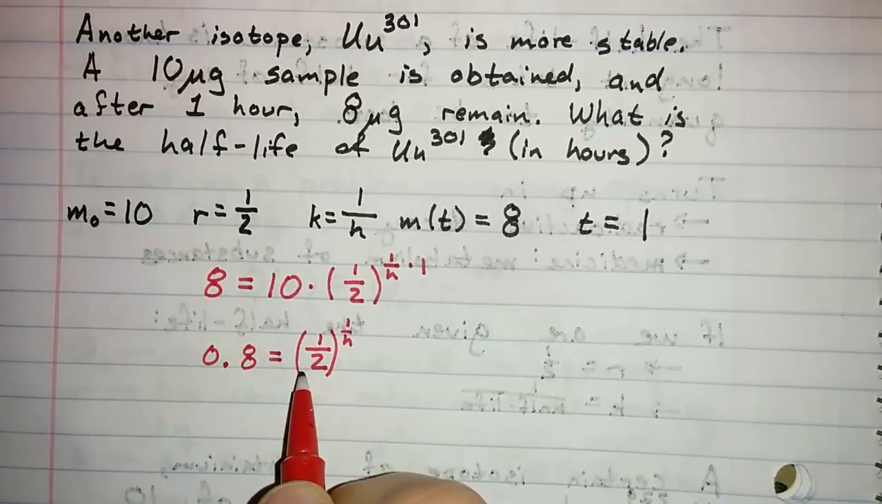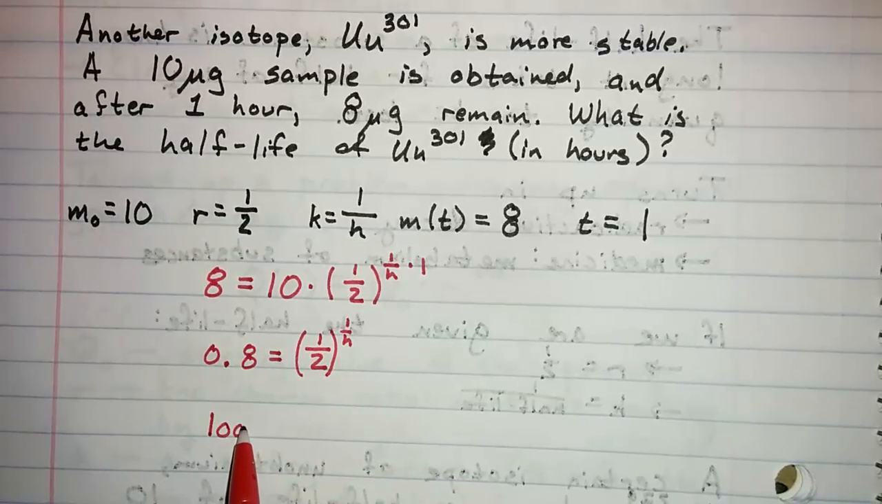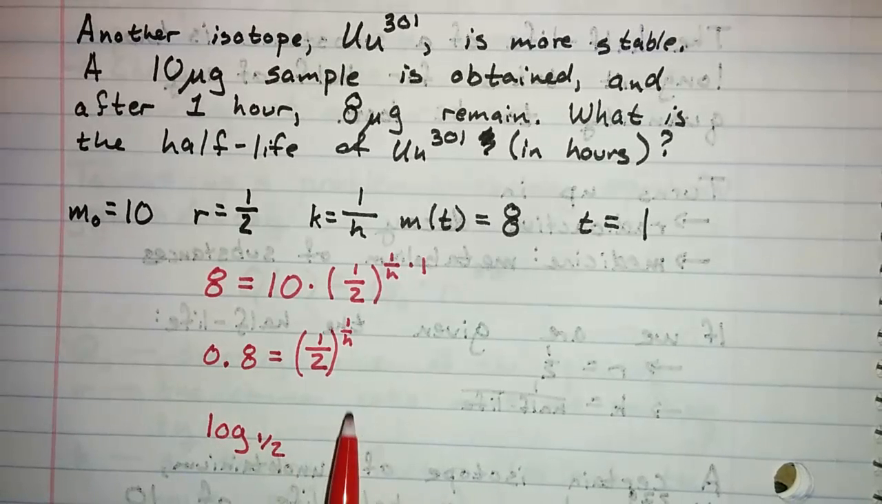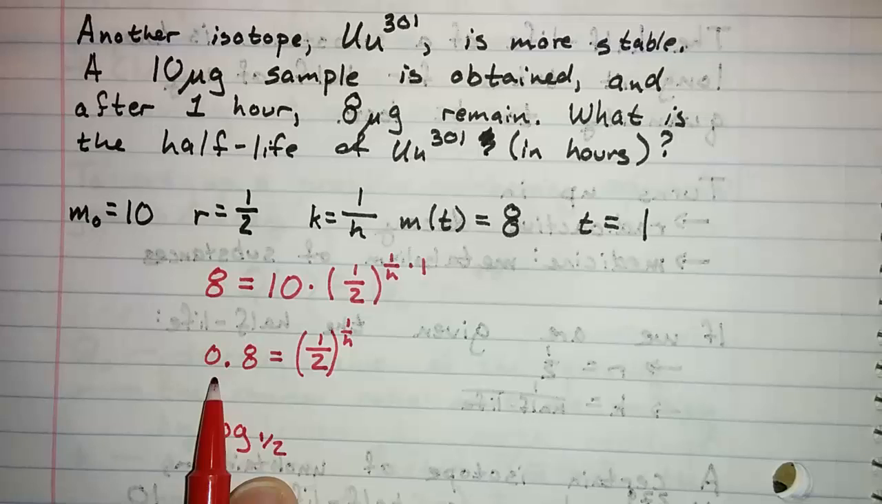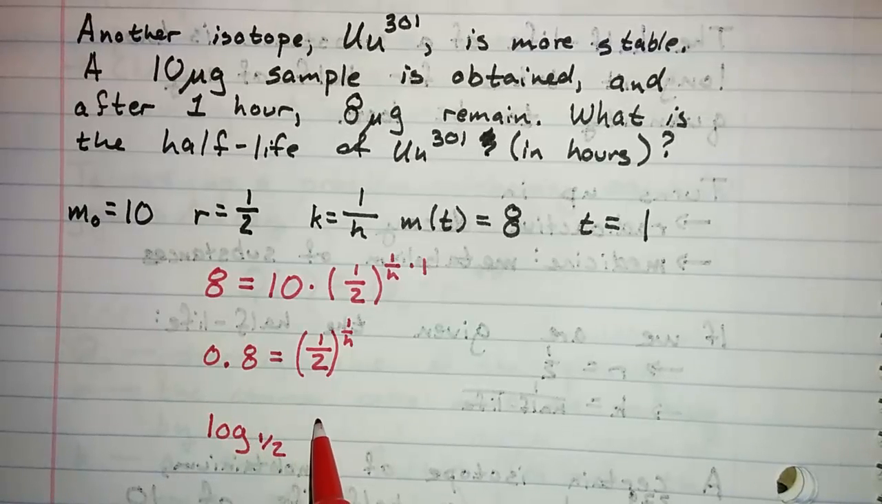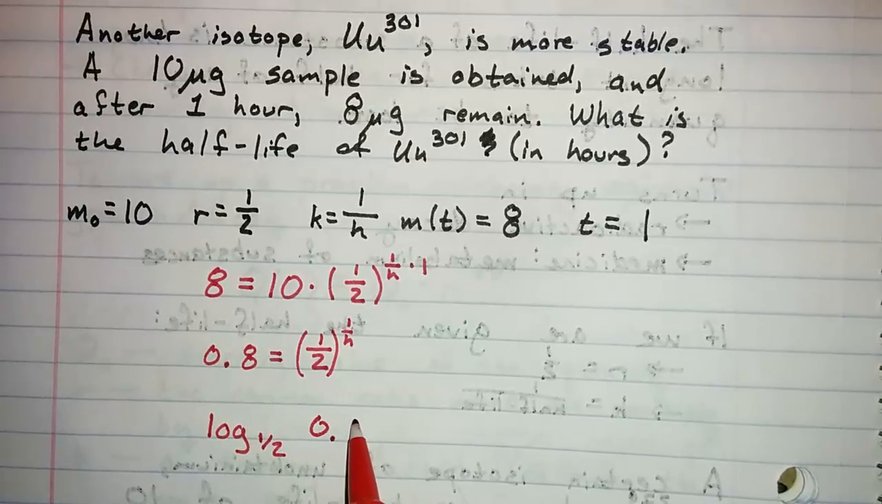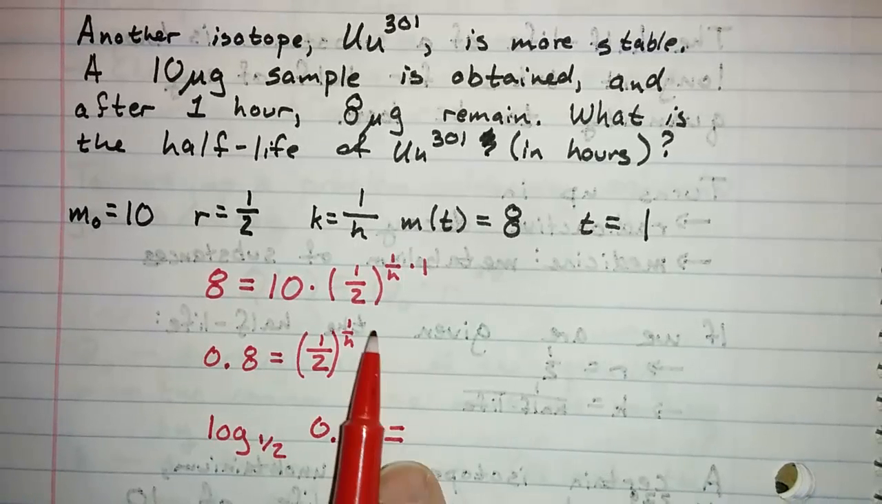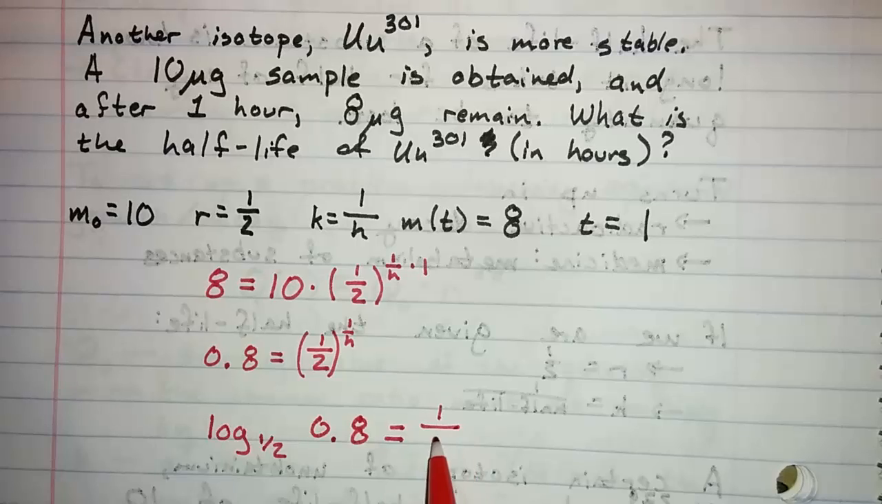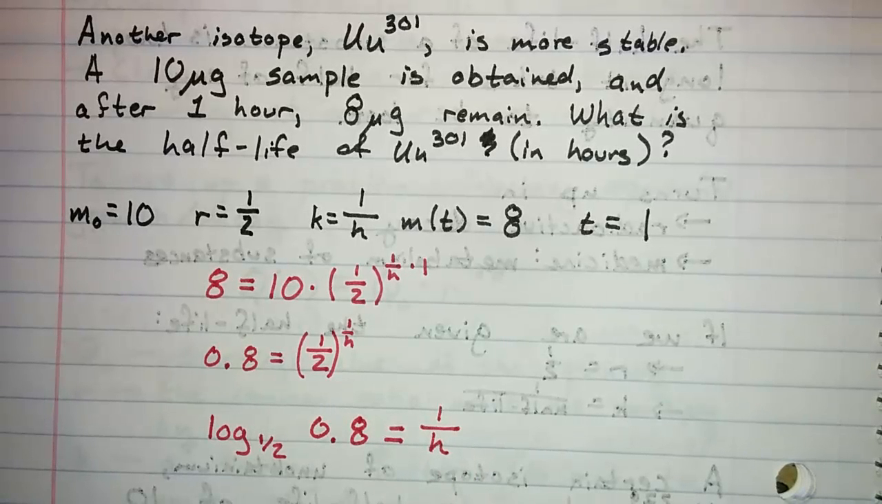So the exponential has base 1 half. We'll have the log base 1 half. The result of the exponential is 0.8. So the argument of the log will be 0.8. And the exponent is 1 over h. Okay, now we want to solve for h.